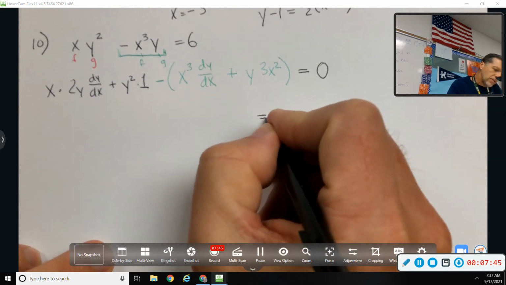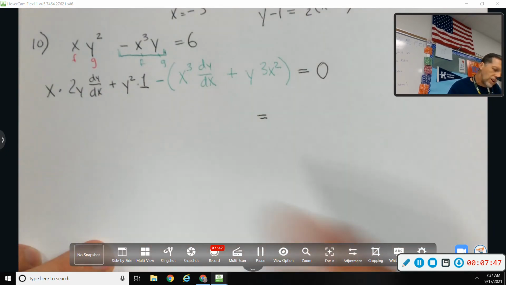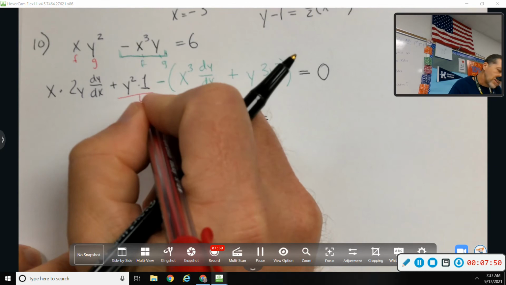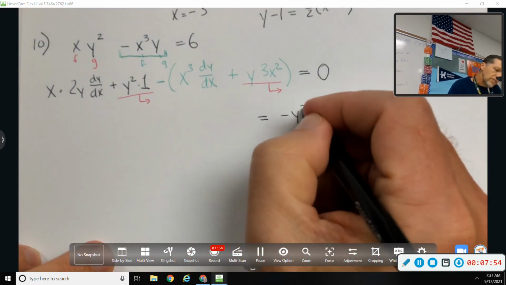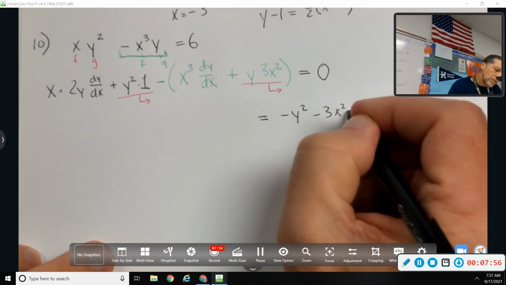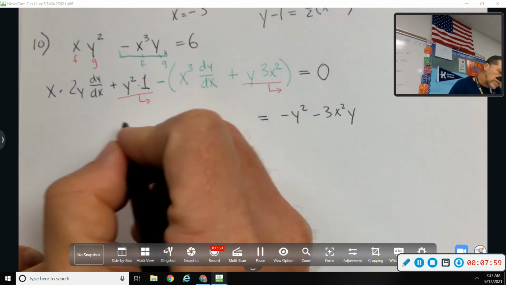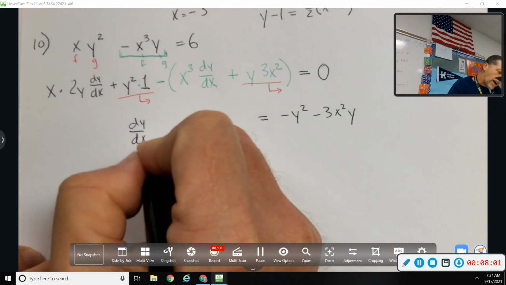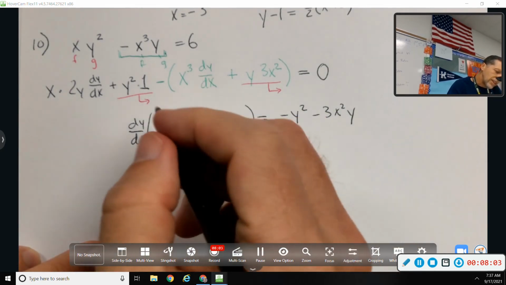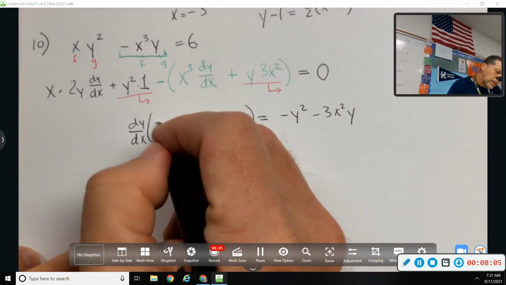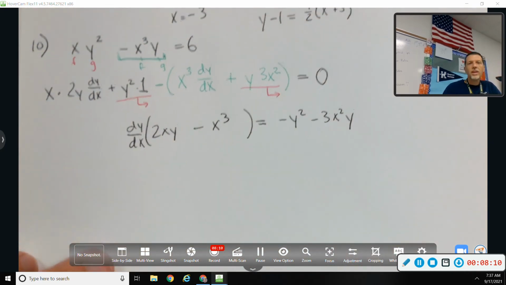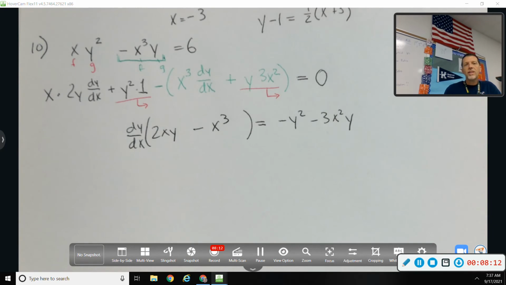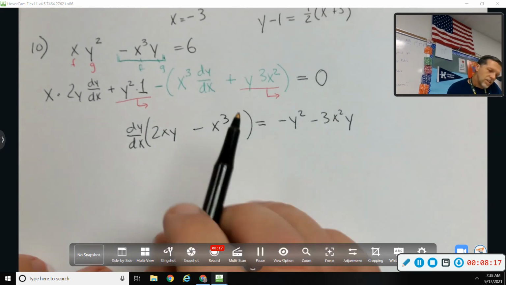Speaking of not showing work here, anything without a dy dx needs to go to the other side. So negative y squared minus 3x squared y. And we're going to factor out a dy dx from what's left. So that would be 2xy minus x cubed. Would that be plus 3x squared y because of the negative?